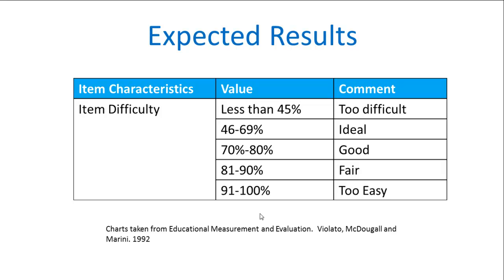Lastly, the expected results should give us a strong indication of the effectiveness of the item. In terms of item difficulty, you can see on the chart here that we are looking for items with a difficulty level between 46 to 69%.